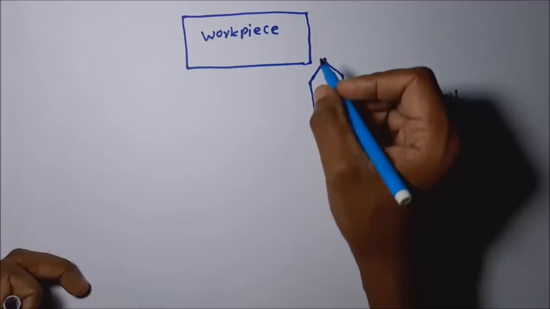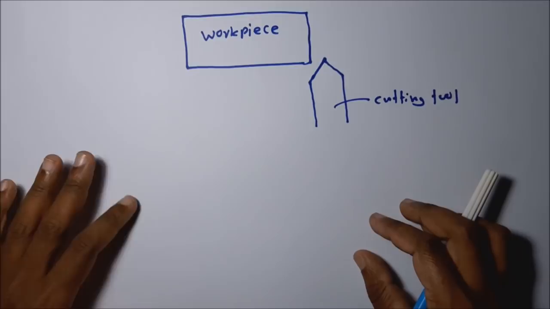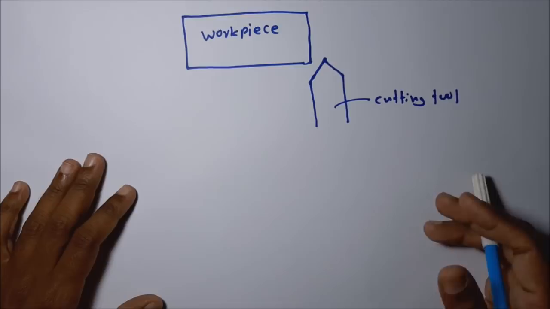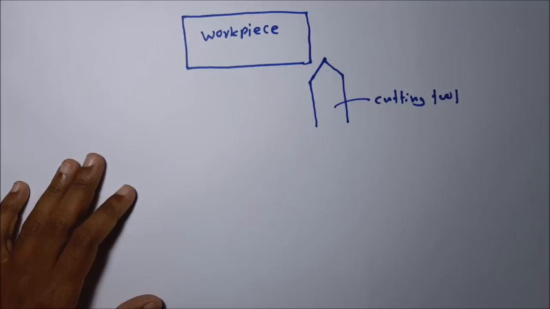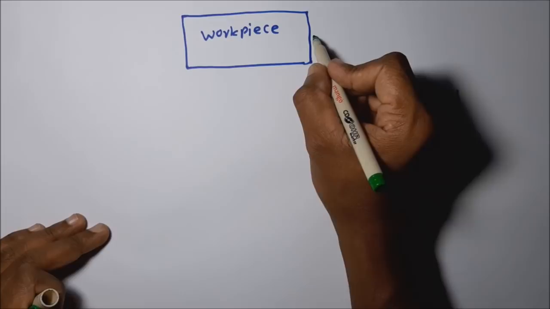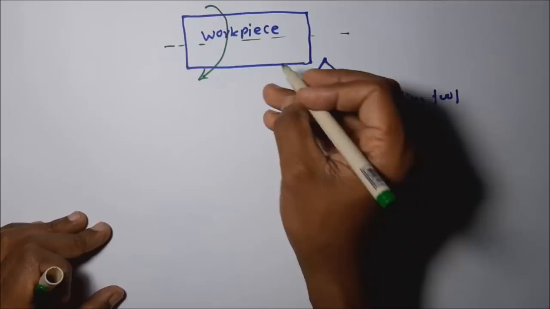So what is next? We want to cut out this material from the workpiece. There should be a relative movement between these two. Either the workpiece or the cutting tool has to move with respect to the other. So there should be a relative motion between these two. For example, let's take that we are rotating this workpiece against the cutting tool. While rotating the workpiece against this cutting tool, we advance the cutting tool in this direction.